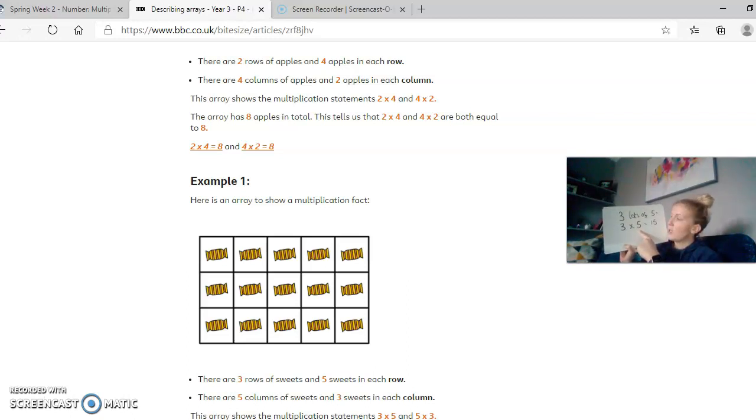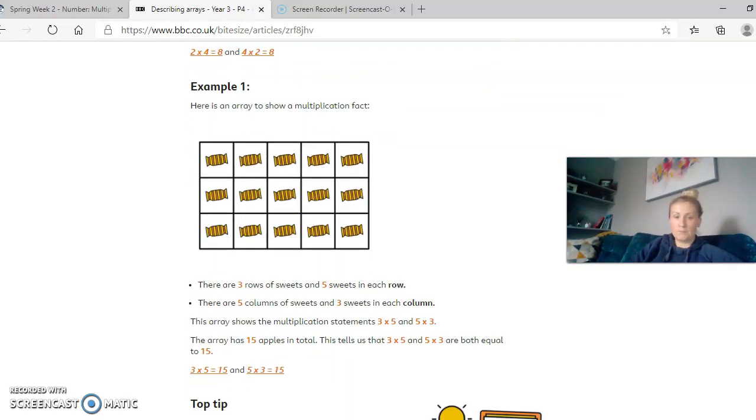Now, if this was commutative, what else could we do? We could change it round, couldn't we? So we could have 5 times 3 equals. And we know that that must also be 15 because it's just changed the order, hasn't it? So it must be the same. 5 times 3 is 15, and 3 times 5 is also 15. But this array represents that as well. So it represents what's in a picture as well.